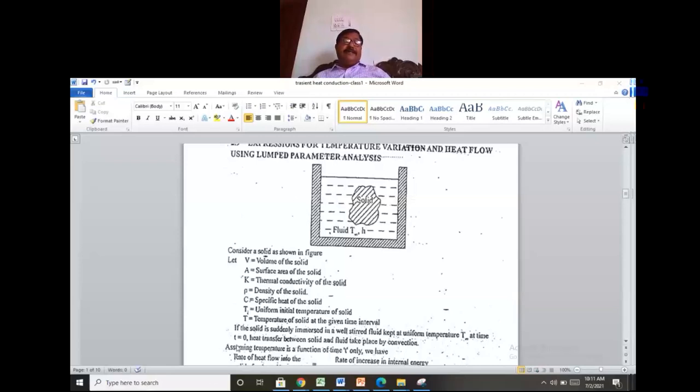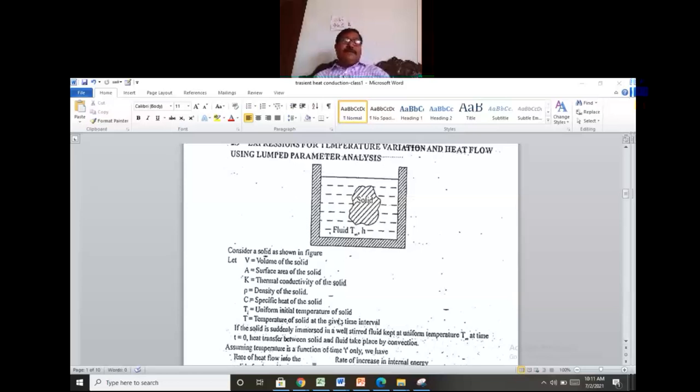Okay, time t is equal to 0. Heat transfer between the solid and the fluid takes place by convection, because you see here the convective heat transfer coefficient of the fluid. The fluid may be in liquid form. He has not mentioned any particular fluid, so we are considering a fluid in general.